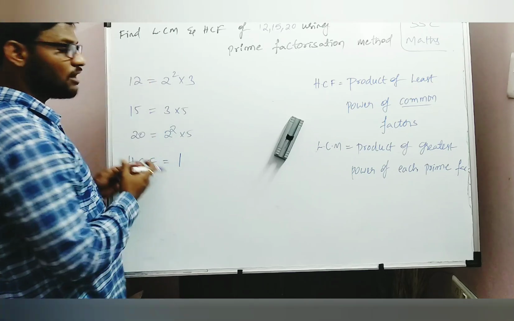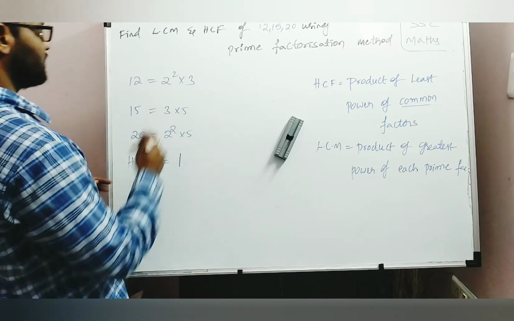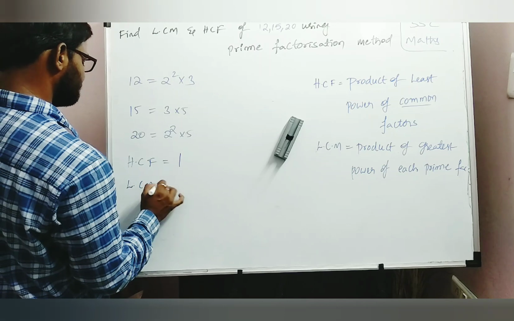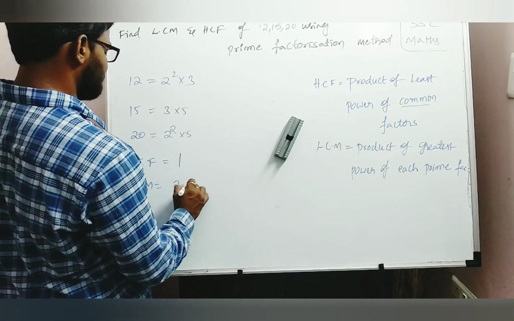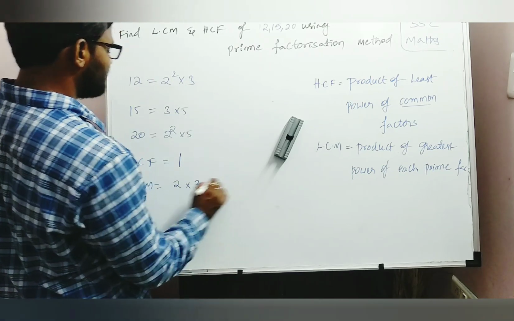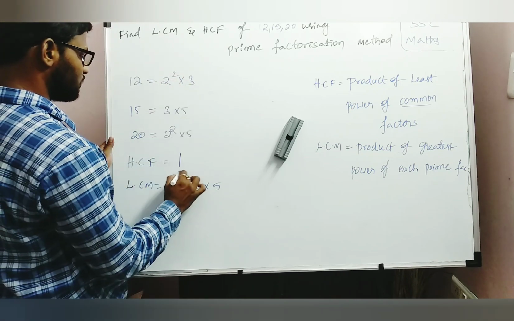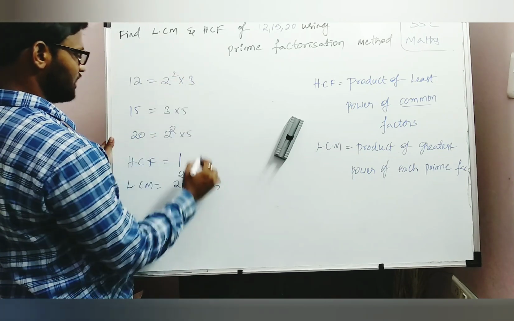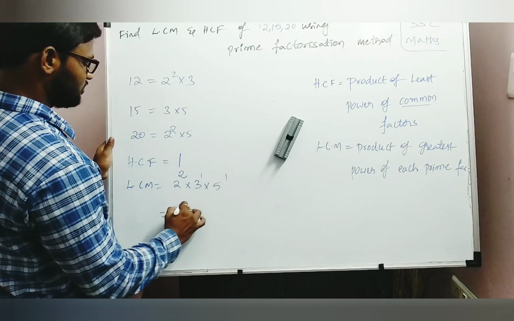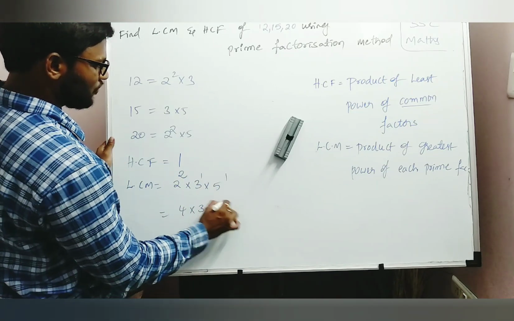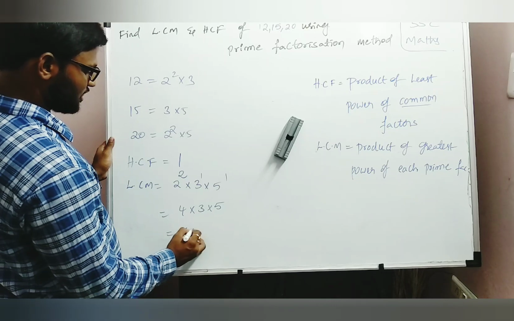Since these 3 numbers are co-primes. Okay, next LCM. We have to write all the prime numbers 2, 3, 5 with greatest powers. What is the greatest power? 2 power 2 is greatest, 3 power 1 is greatest, 5 is greatest. So 4 into 3 into 5. So 60 is the LCM.